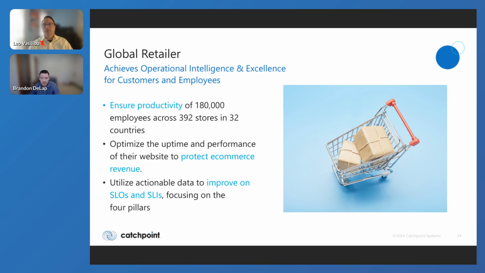They were able to optimize the uptime and performance of their website to protect their e-commerce revenue, which keeps them competitive as a top brand in their industry, regardless of what may come next in today's world. They're able to utilize actionable data to improve on their SLOs and SLIs, focusing on all 4 pillars of internet resilience. And again, those are reachability, availability, performance, and reliability.